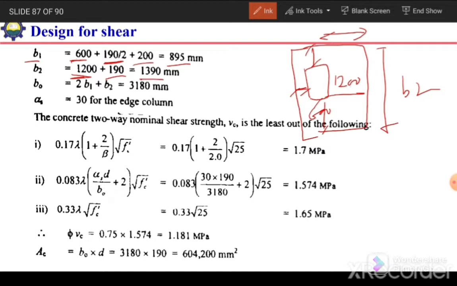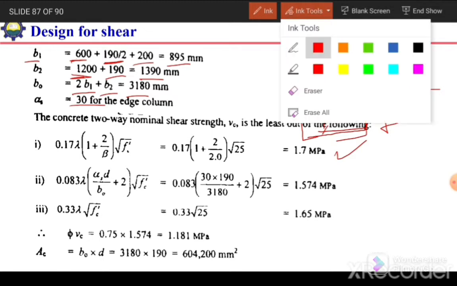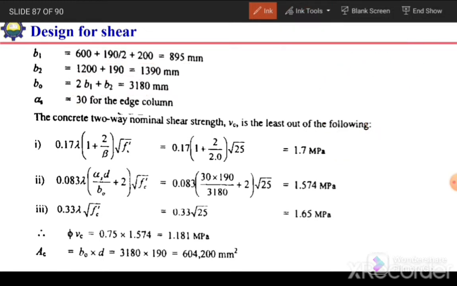So if we want to calculate its perimeter, it will be this. We only need to consider 3 sides. So 2 sides for b1 and 1 side for b2. So 2 times b1 plus b2. So it will give us 3180 millimeter, 3.18 meter. And alpha s, we have already seen that it is 30 in case of edge column. Okay, so we need to substitute the value of b0, which is 3180.